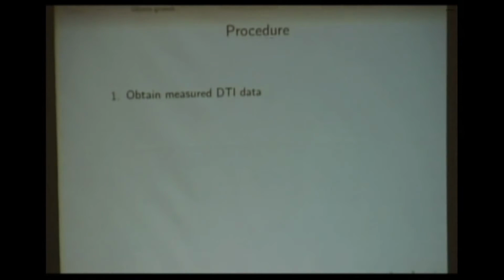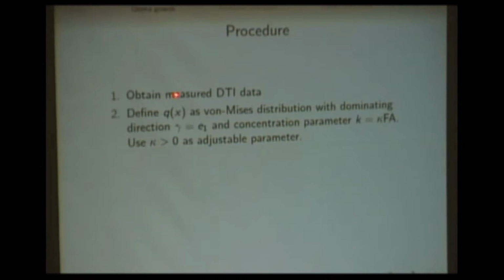So I think now we have everything to explain the whole procedure. So what we do now, we obtain the measured DTI data, and then we define Q as a von Mises distribution with a dominant direction E1, so E1 comes from the DTI data, and the concentration parameter K. So K is the level of concentration of the von Mises distribution, and we choose this to be given by the fractional anisotropy with a scaling parameter K, and then K is our adjustable parameter which we can use to fit the model to patient data.